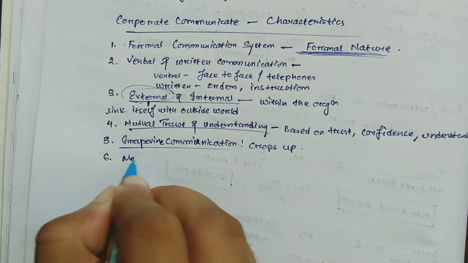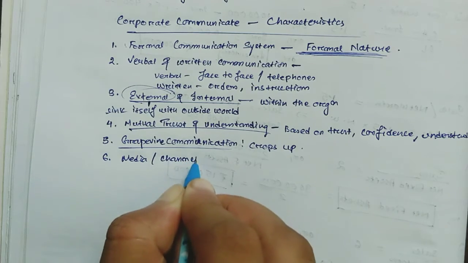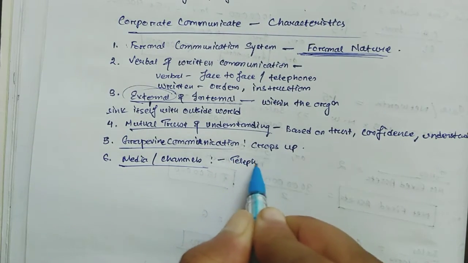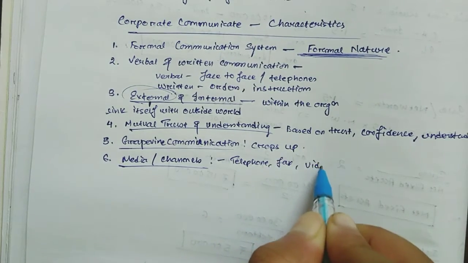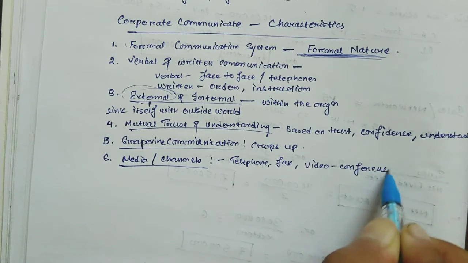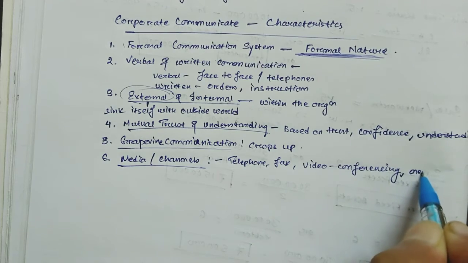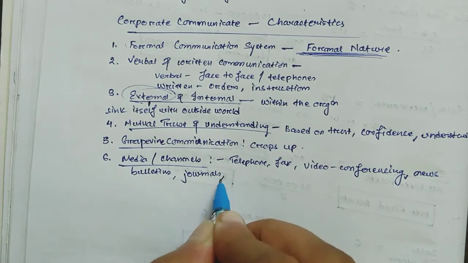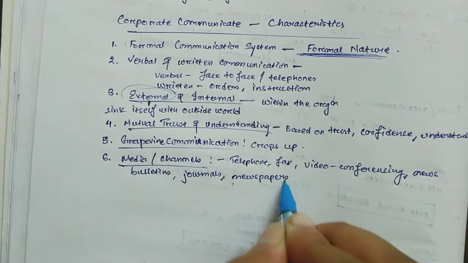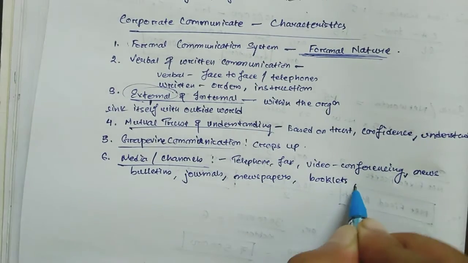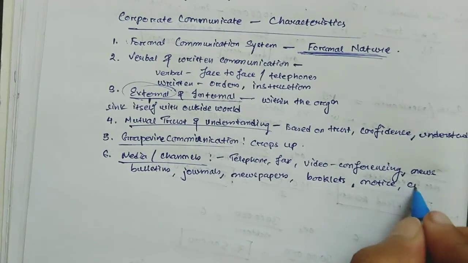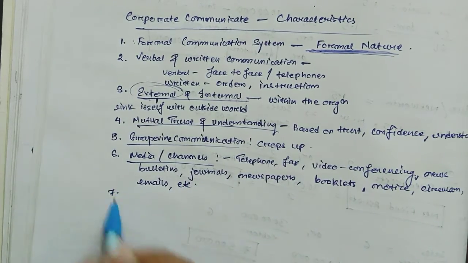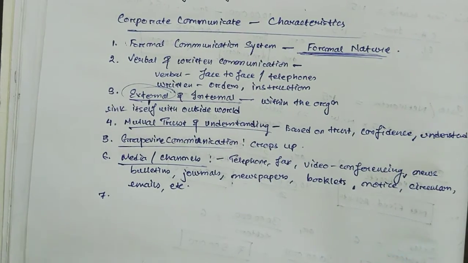Sixth point, media or channels of communication. Okay, now this kind of communication can be done with the help of telephone, fax, video conferencing, news bulletins, journals, newspapers, booklets, notices, circulars, emails, etc. So these are the different ways in which communication can happen.